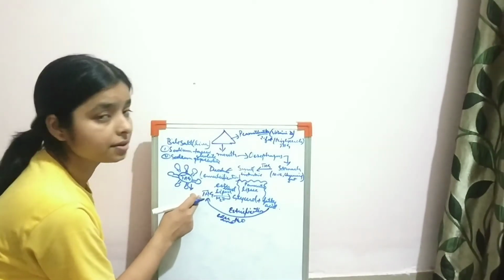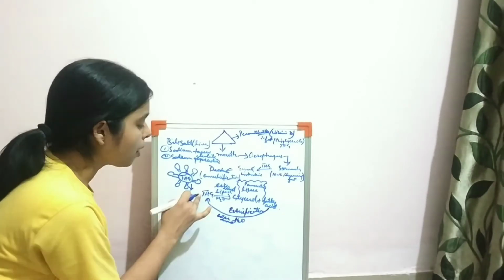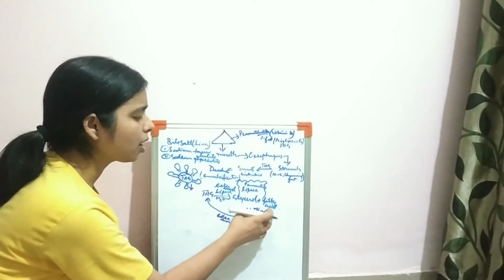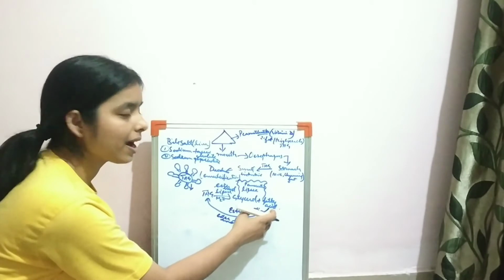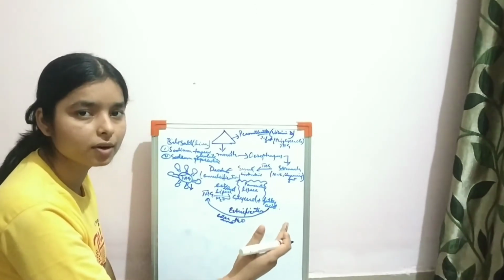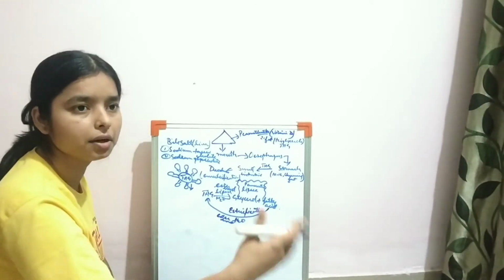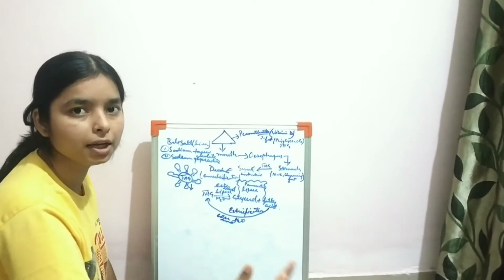Now this triglyceride, what happened? And if you talk about the fatty acids, fatty acids are basically what? Carboxylic acids. Fatty acids contain a lot of different alkyl groups attached to them.